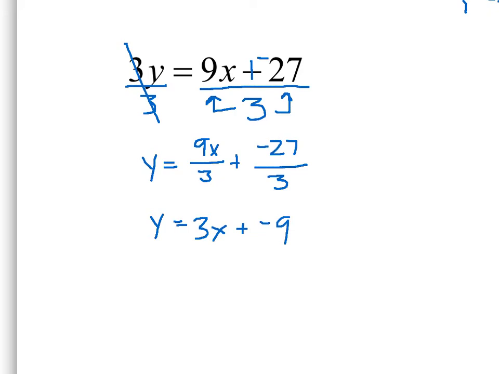Now again, remember, the entire point of doing this was to get into slope-intercept form. Kip yes or kip no. Are we in slope-intercept form now? Yes. Yes. So what is our slope of this equation?